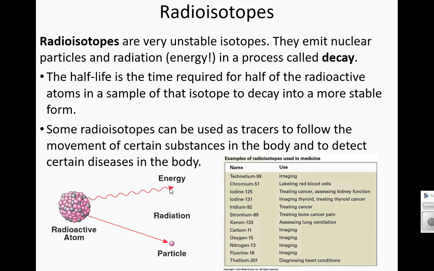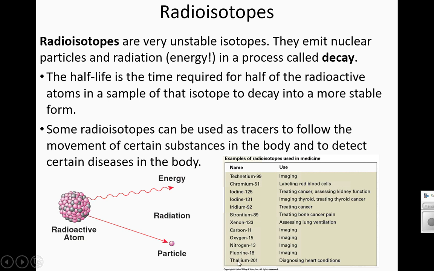Some radioisotopes actually are very helpful for health and medicine. They can be used as what we call tracers. It allows them to follow the movement of certain substances in our body to detect certain diseases in the body, like what we see here on the right.